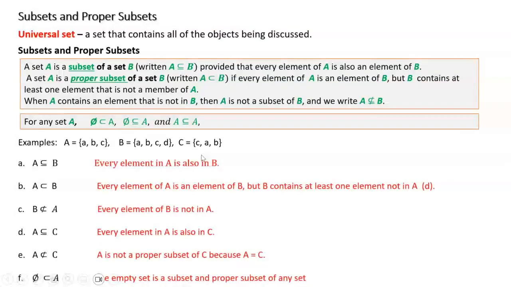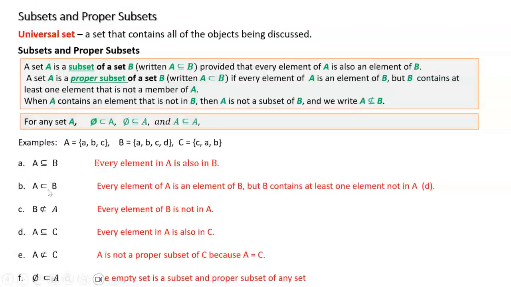Now, these are all true here, guys, but let me tell you why. It says A is a subset of B. Let's look at the definition and see why. Set A is a subset of set B, provided that every element of A is also an element of B. You see, guys, every element in A, B, and C is also in set B, A, B, and C. That's why all these are true.